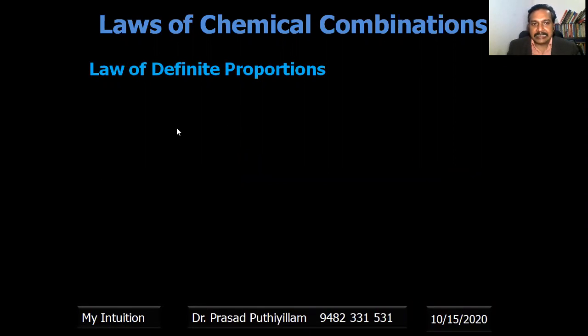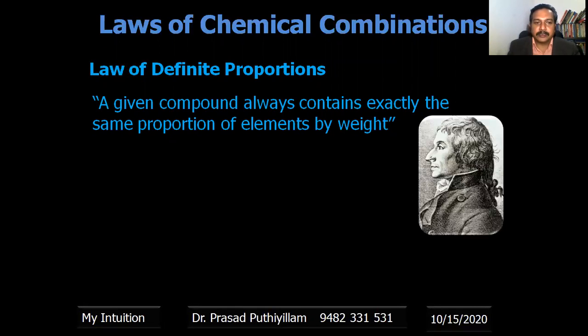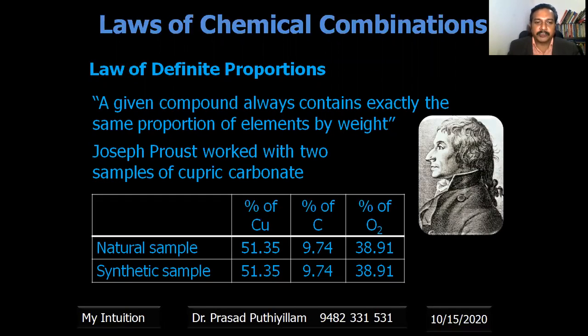Laws of definite proportions. The law of definite proportions states that a given compound always contains exactly the same proportion of elements by weight. For example, Joseph Proust worked on this and introduced this particular law while working on cupric carbonate. He took a natural sample as well as a synthetic sample, and he found that the percentage of copper in both is the same, 51.35. 9.74 is the percentage of carbon, 38.91 is the percentage of oxygen.